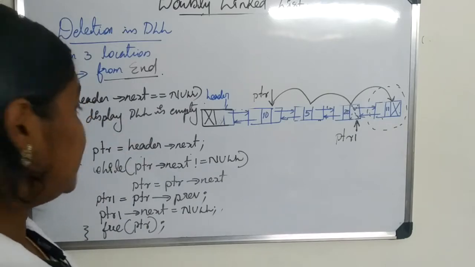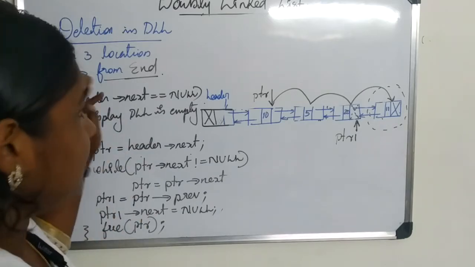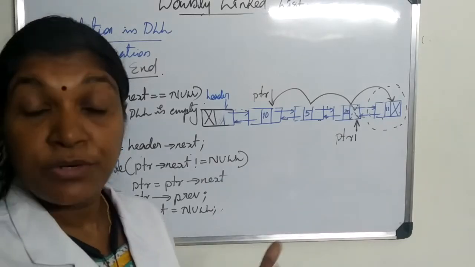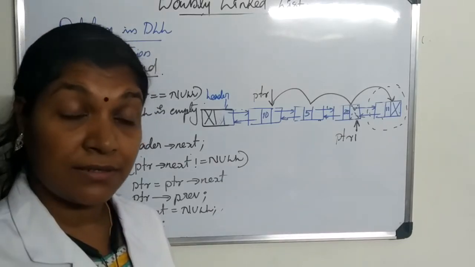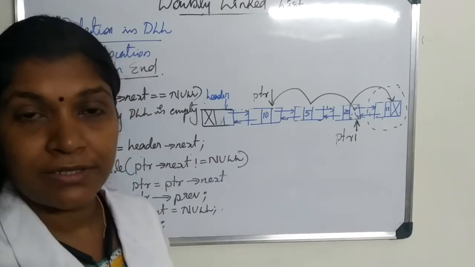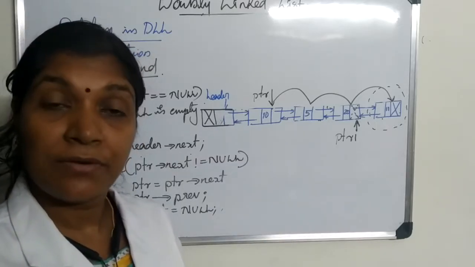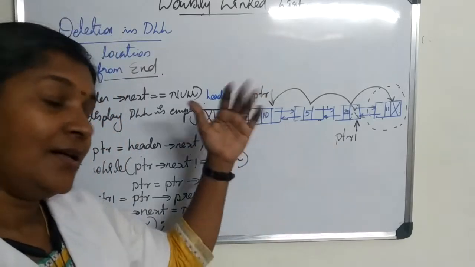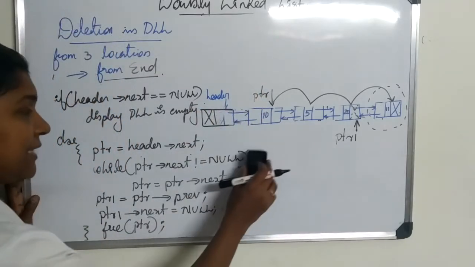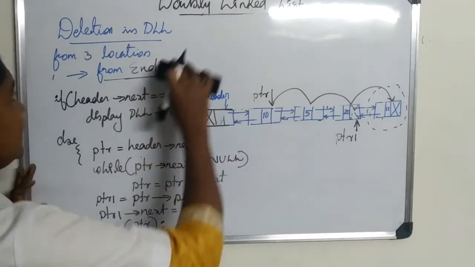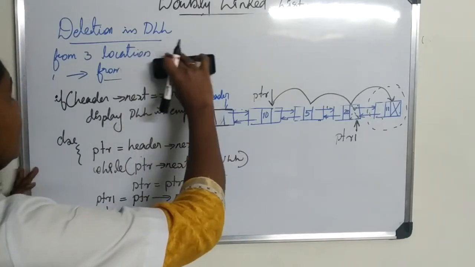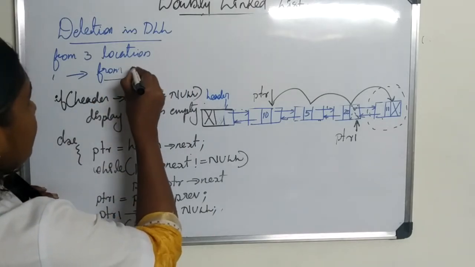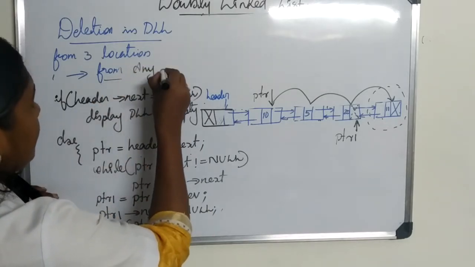So next we will consider the deletion of a node from any location. This is even easier when we consider the deletion of a node from any location of a doubly linked list. It is easier than the operation in a single linked list. So next we will consider the deletion from any location.